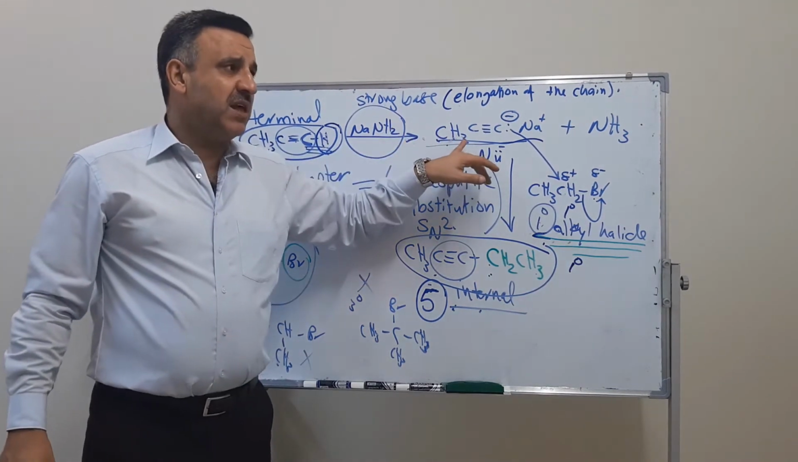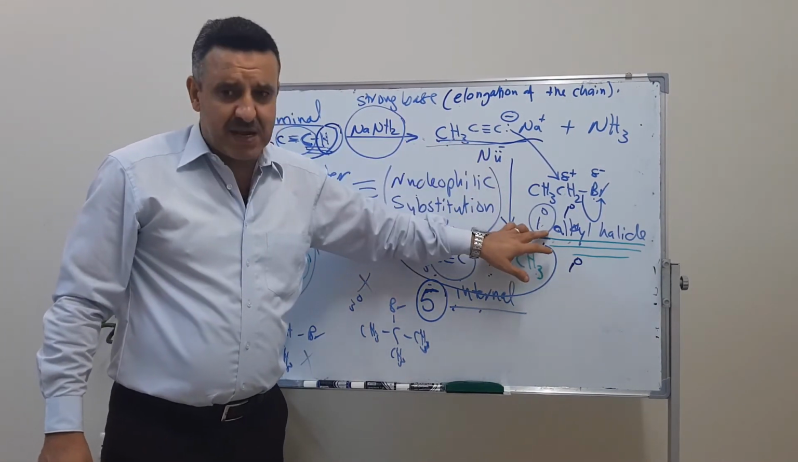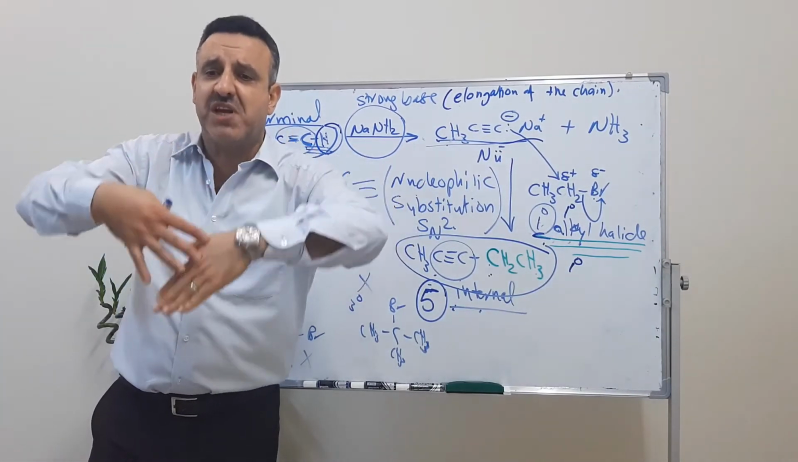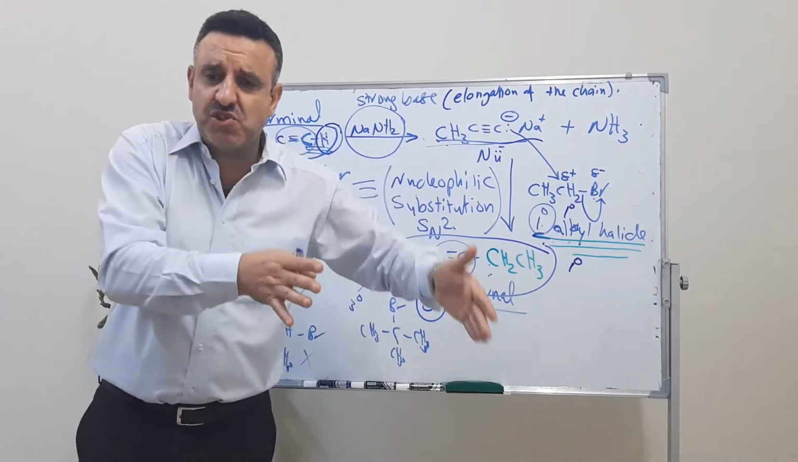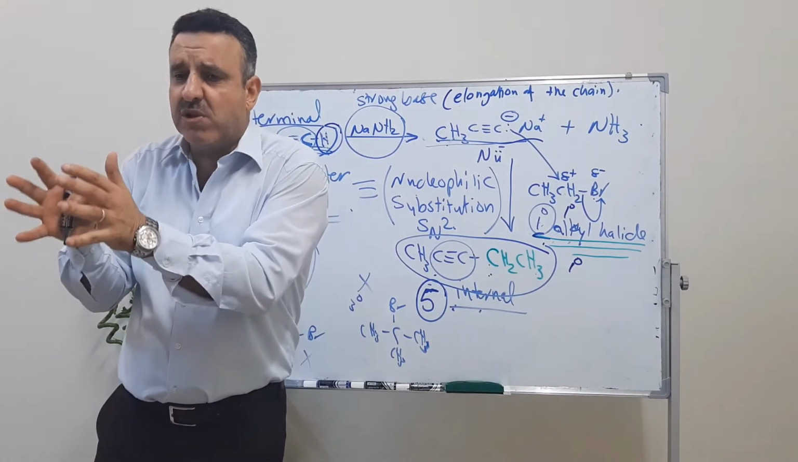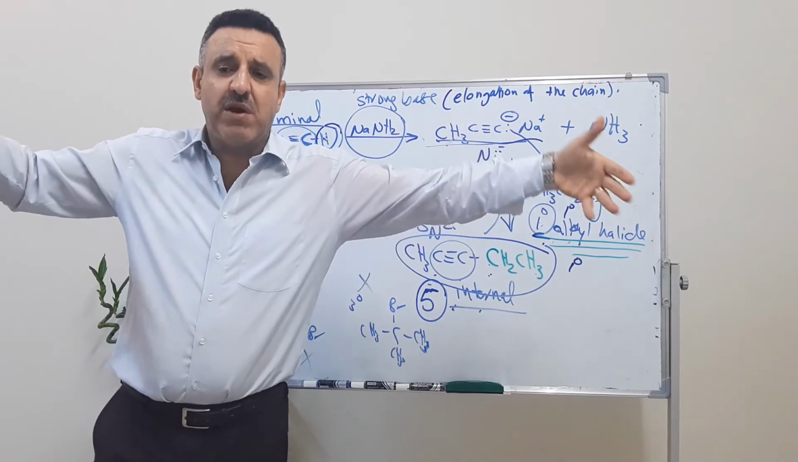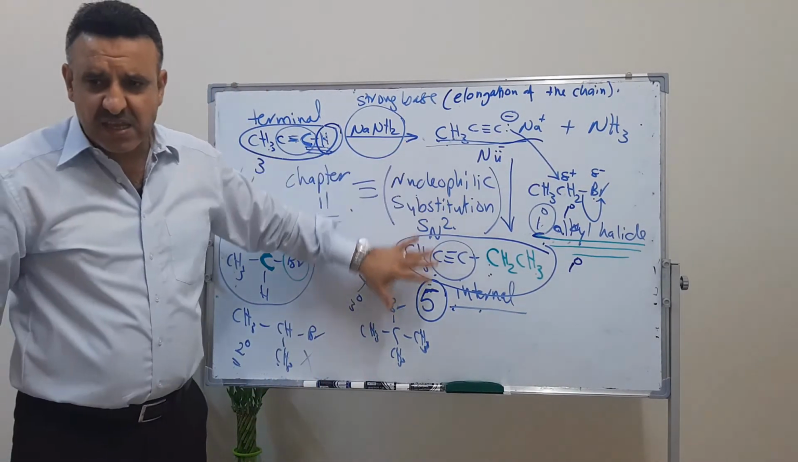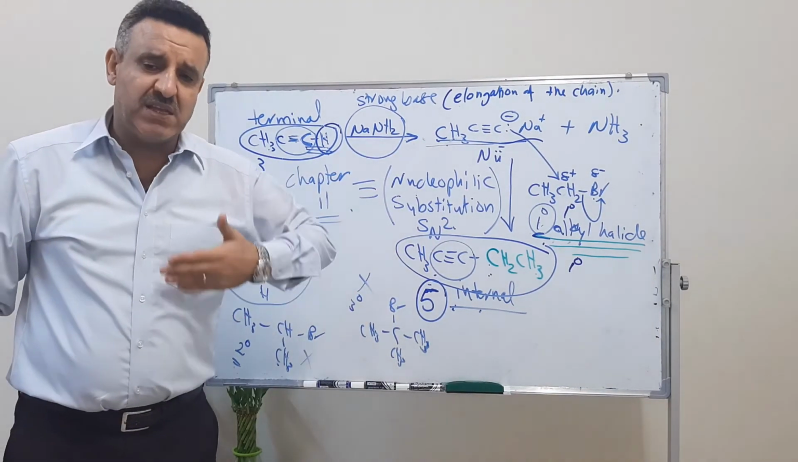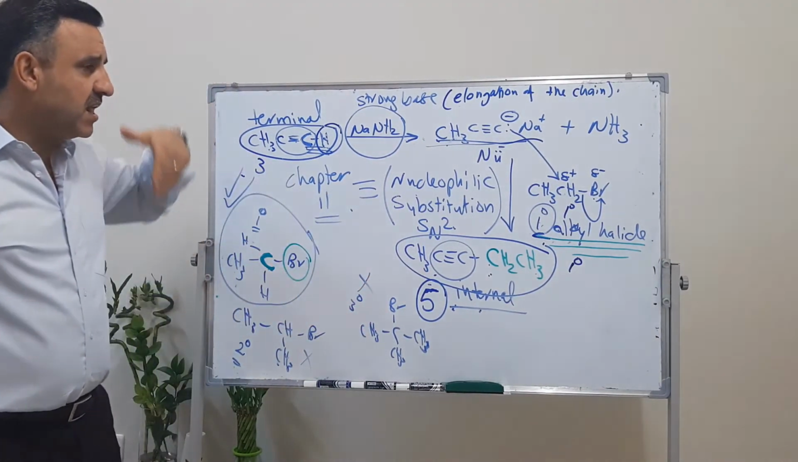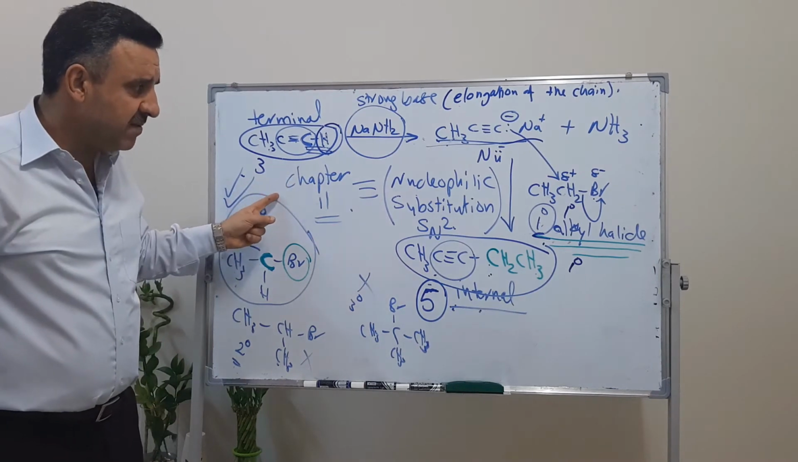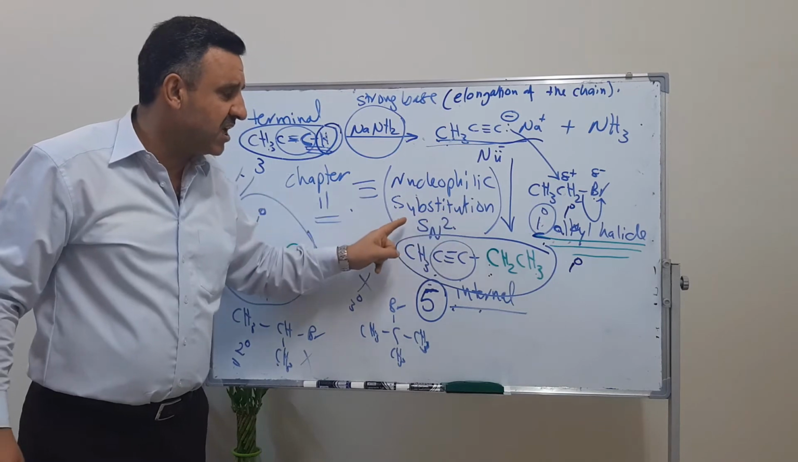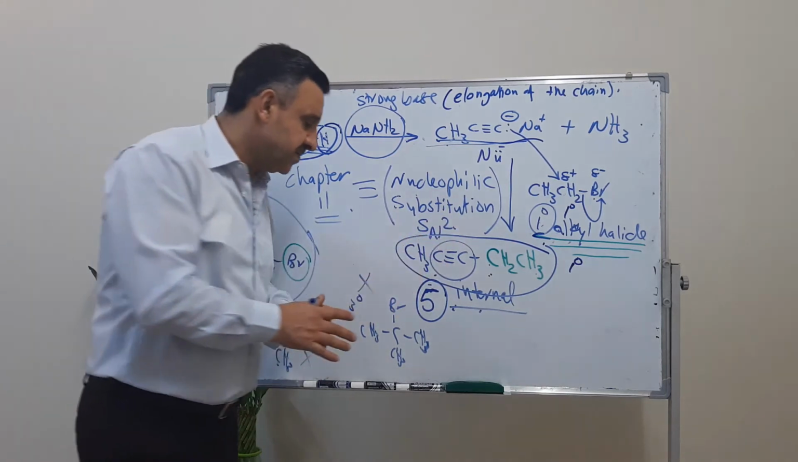So if we allow the acetylide to react with a primary alkyl halide, we get a nucleophilic substitution reaction, where the nucleophile substitutes the halogen, and we get elongation of the chain. As I said, regarding the mechanism, we are going to explain it in much more detail in the coming chapter, chapter 11. This type of reaction we call nucleophilic substitution reaction via SN2.